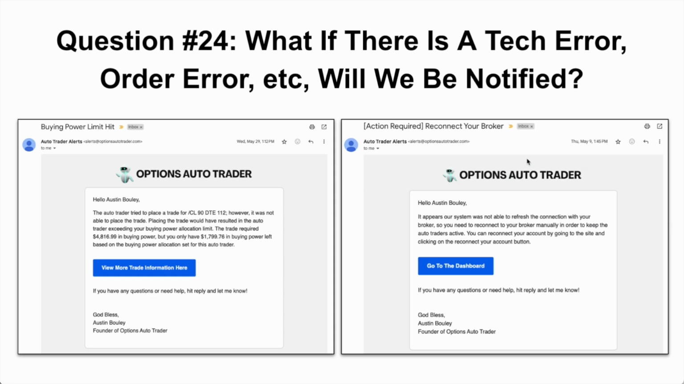Question number 24, what if there is a tech error, order error, etc.? Will I be notified? Guys, the options auto trader notifies you about everything. Trade order entry, trade order exit, different fills, buying power limit hit, like this one. It says, hey, we tried to place a trade, but the buying power limit was hit. Or, hey, it appears that your account disconnected, or something like that. Again, that's not common unless you change your password, or tastytrade support changes something in your account. Then you'll need to reconnect it. But guys, our error rate is very, very low.